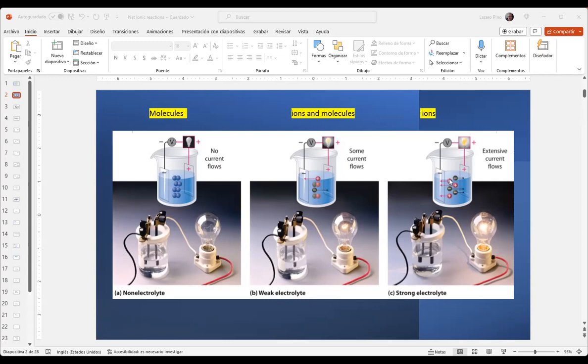But if the solution is ionized almost completely, then we can find a lot of ions in solution, and the conduction of electricity is pretty good. So the bulb is very, very bright. This is a way that we can use to recognize a non-electrolyte from a strong electrolyte.